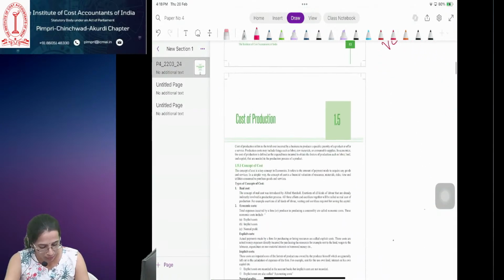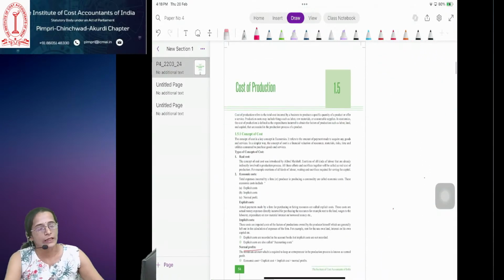This is done now. The law of variable proportion and returns to scale are clear. Can we take a quick break of 5 minutes before moving on to the next topic?